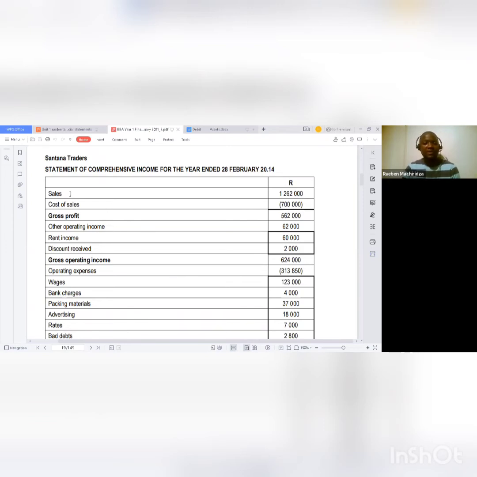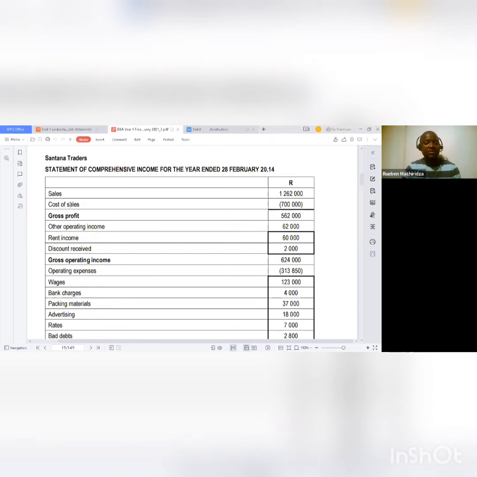We have explained that sales are those things that we sell in a business. Those products that we sell in a business, those are the sales, and they come as an what? As an income, because with sales, we are giving them goods and they are giving us money in return. So it is income to us. So sales is an income. So we write sales, we have a sales figure.